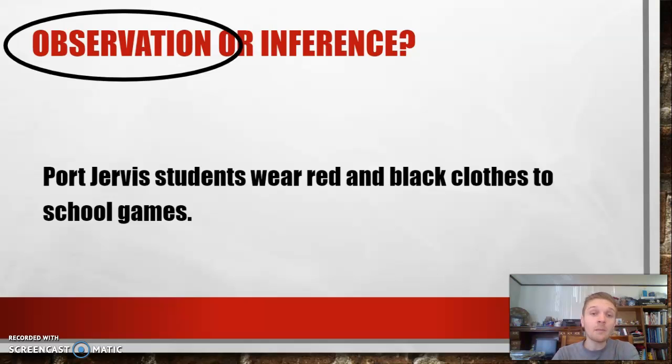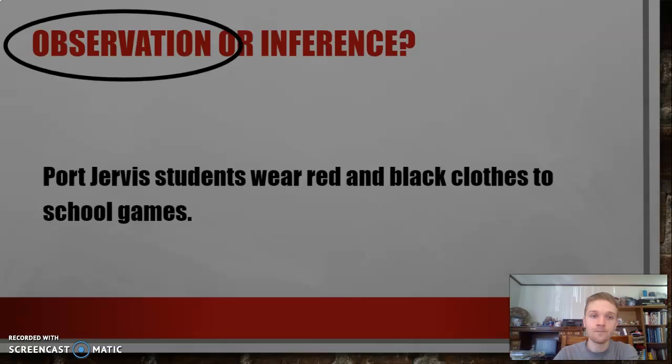If you go to a football game on a Friday night, you're going to see the crowd and the fans there are going to be dressed in red and black clothes. We're not inferring anything. That's something we can observe with our senses. In this case, we're seeing that people are wearing those red and black clothing. And if we take it one step further, it's got to be a qualitative observation because it's talking about a characteristic. In this example, the colors of the clothes.